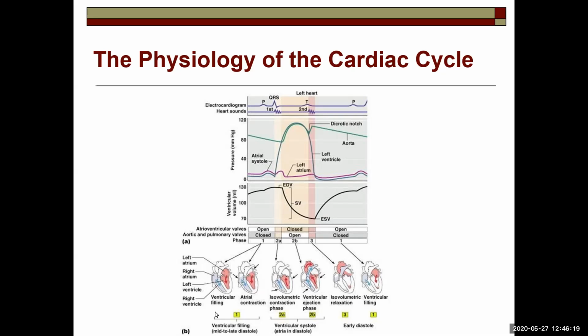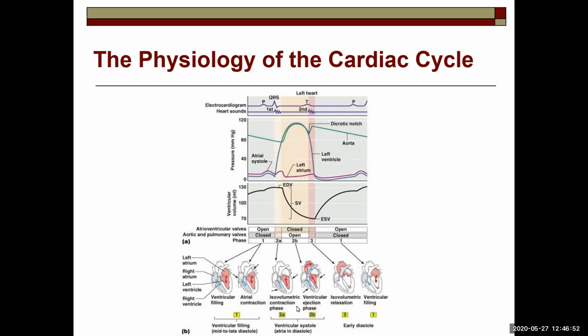Okay, so these are the different phases that you have to go through and understand. Ventricular filling is the amount of blood that goes into the left ventricle and the right ventricle, the blood that fills the ventricles. Ventricular filling happens mid to late diastole. That's when the left and right ventricles are filled.